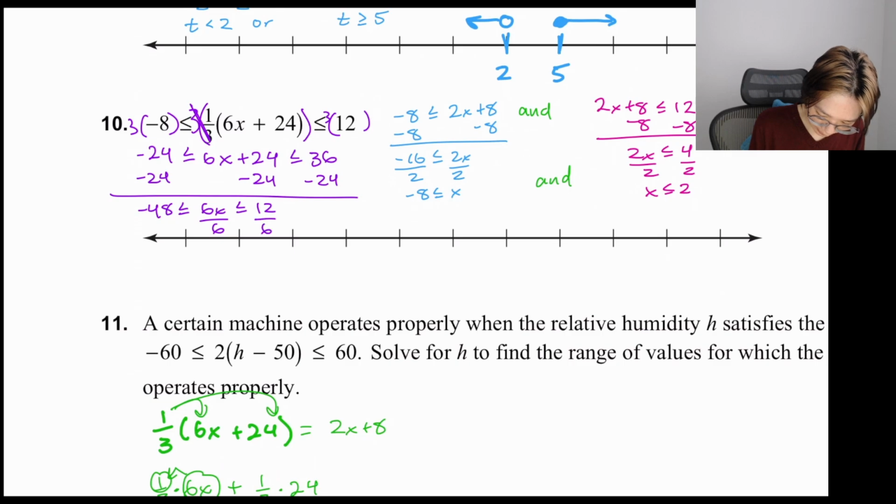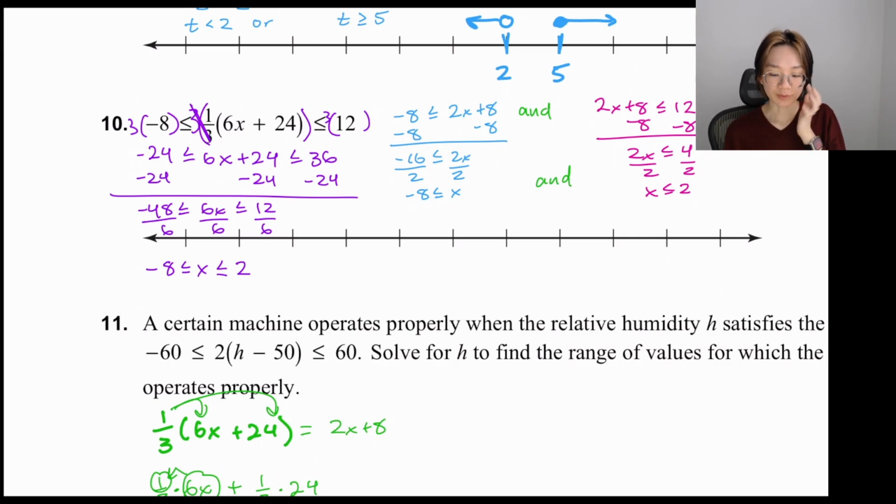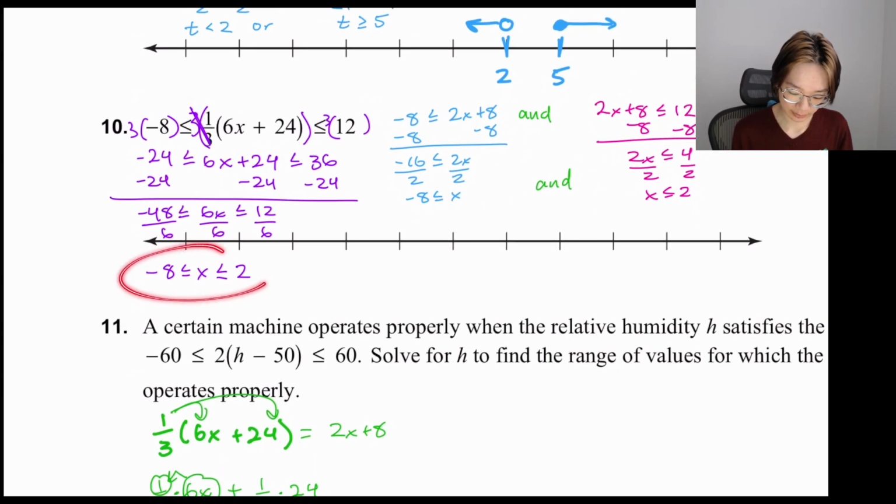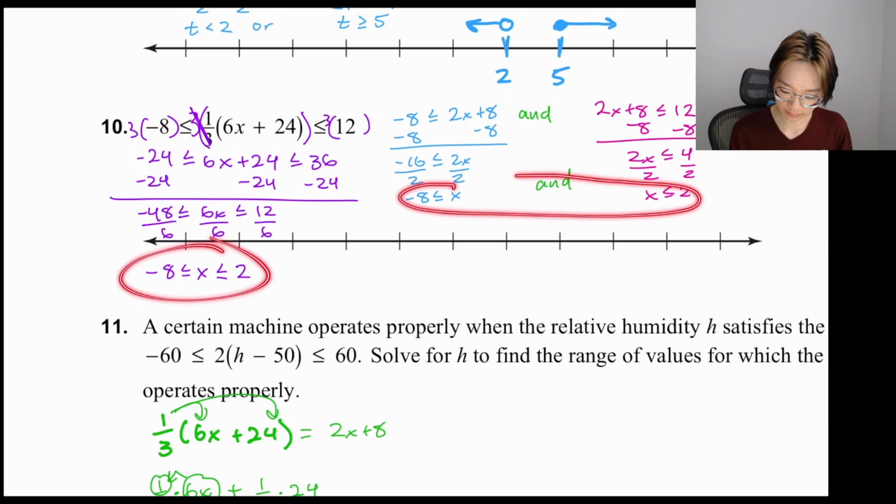Divide everything by 6. So this side we would have negative, this is 4. Wait, no. 4 times 12 is 48. What am I doing? 48 over 6 is going to be 8, so negative 8 less than or equal to x less than or equal to 2. And wow, would you look at that? This answer is the same exact thing as this answer.